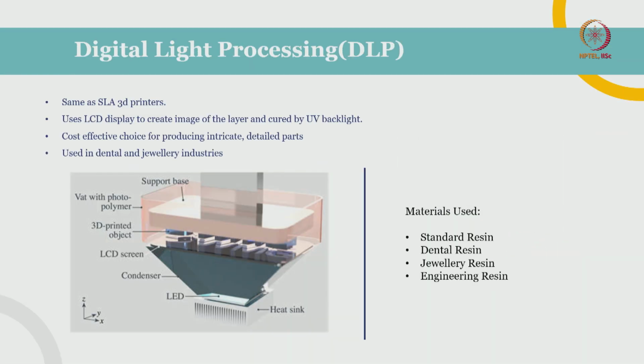Okay, now we go to digital light processing. In those kinds of printers we will have a UV LED. These are basically UV LEDs, and their light will pass through a prism kind of chamber, and then on top of those LEDs we will have an LCD screen. Basically these UV LEDs will act as a backlight to that LCD screen.